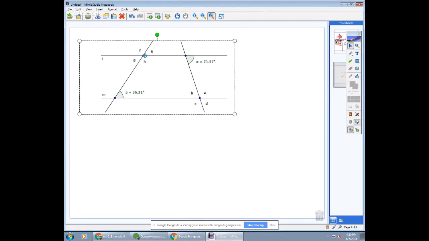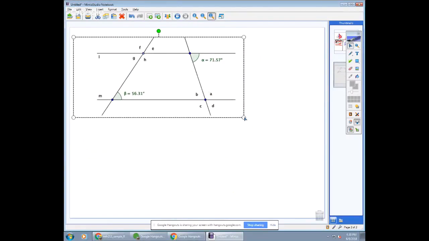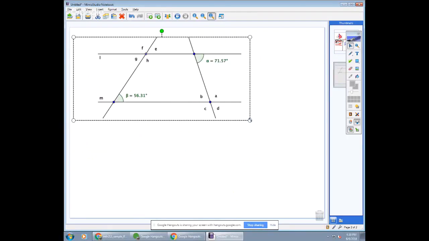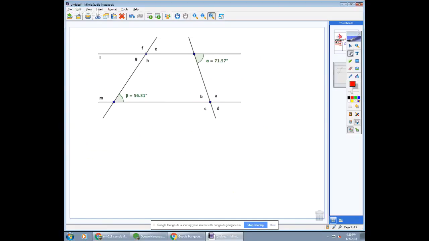All right. So we had classified a bunch of different angles. We had vertical angles, alternate interior, alternate exterior angles, and corresponding angles, the big classifications of angles we talked about with respect to parallel lines. So again, focusing on that line L here is parallel to line M here. What do we know? So angle beta right there is 56.31.